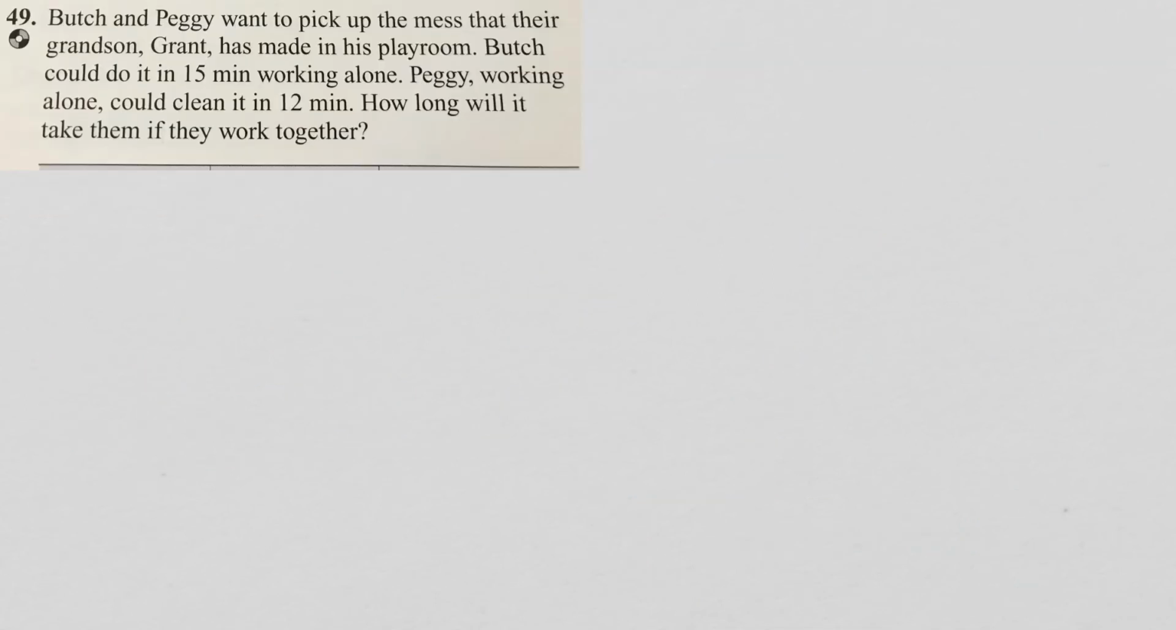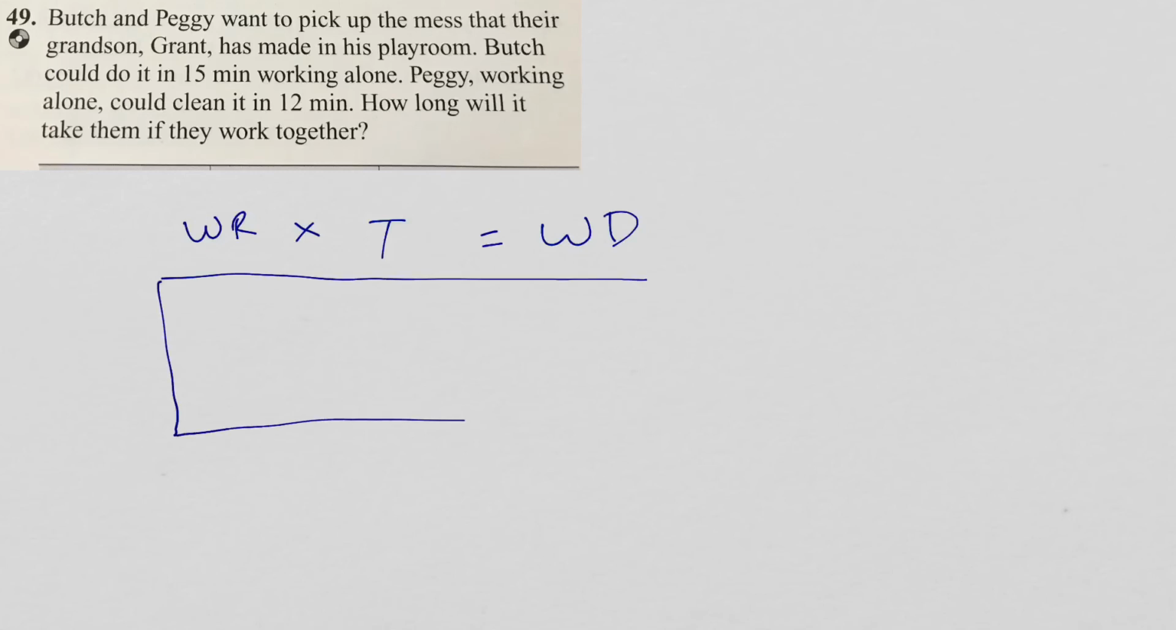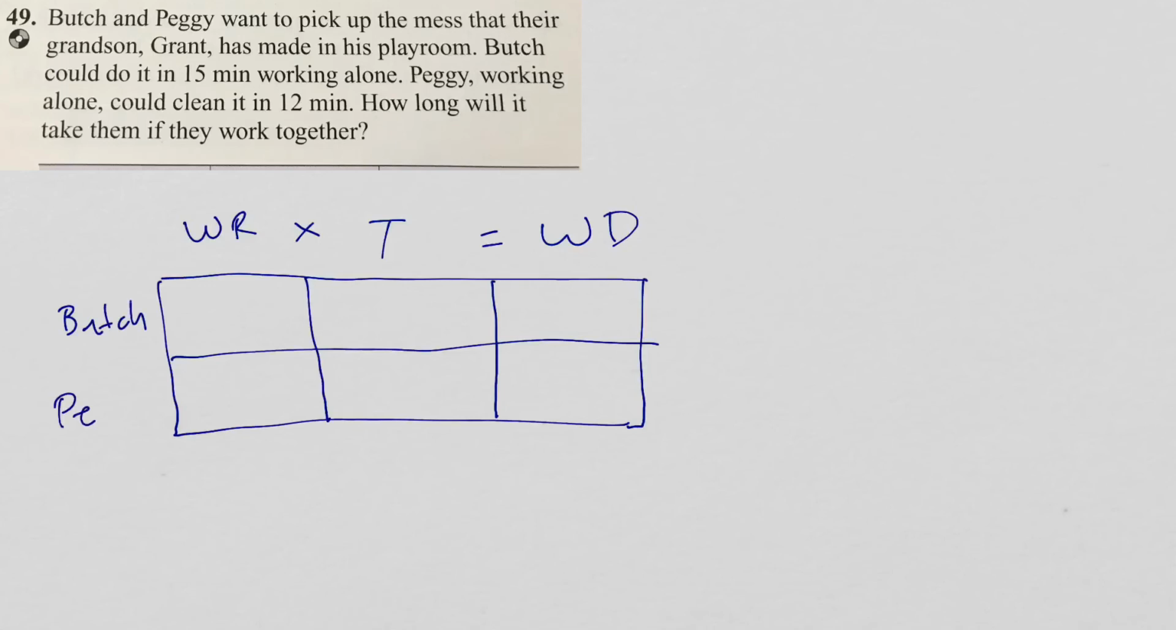Okay, when we read this problem, this is a work rate problem. The work rate formula is work rate times time. Well, let me write to the right so I have some room here. So work rate times time equals work done. Put a line under the multiplication, a line under the equals, and we have Butch and Peggy.